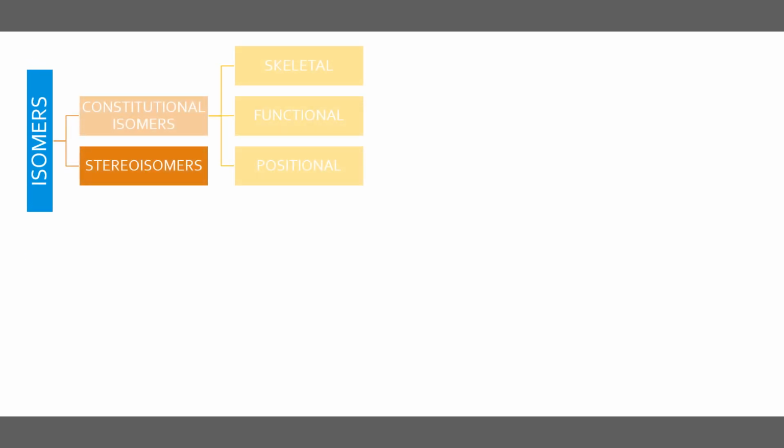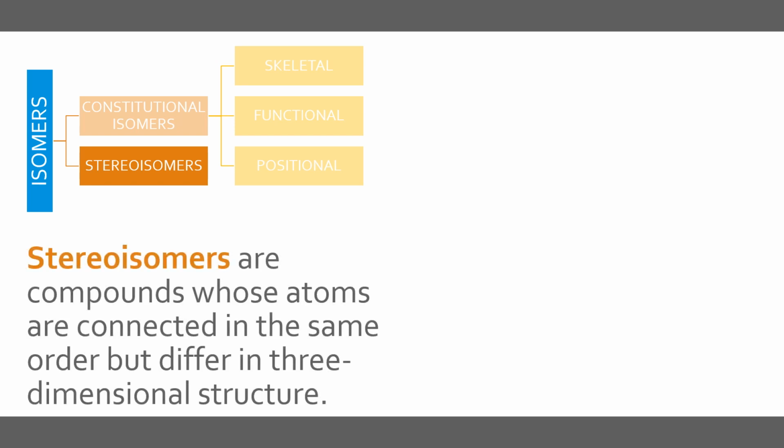The next kind of isomers are called stereoisomers. Stereo, Greek, stereos, solid, 3D. Stereoisomers are compounds whose atoms are connected in the same order but differ in three-dimensional structure.